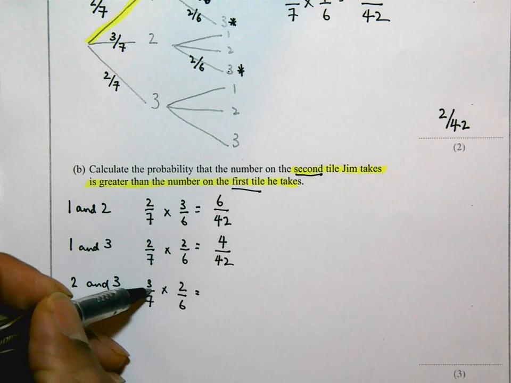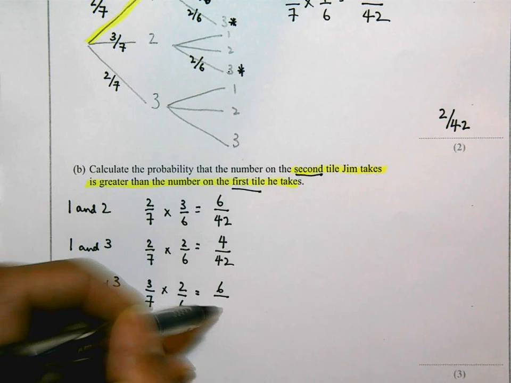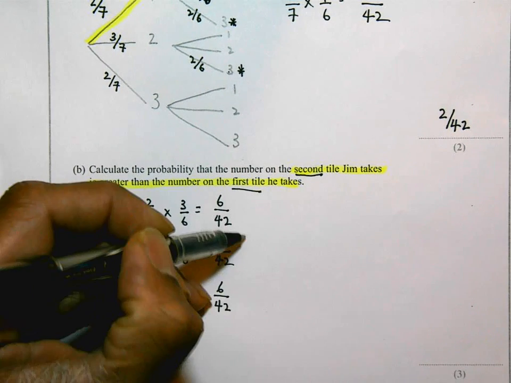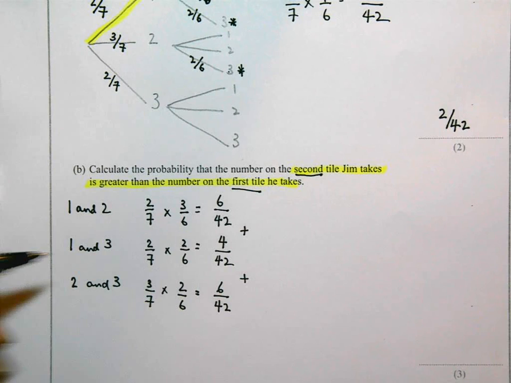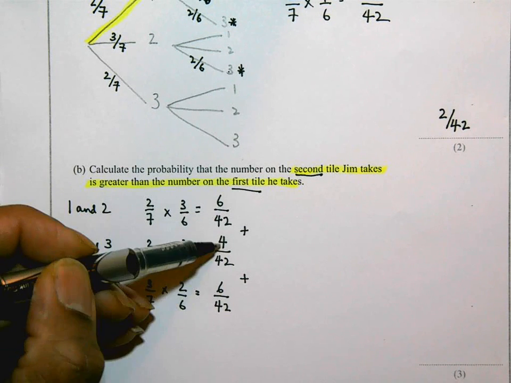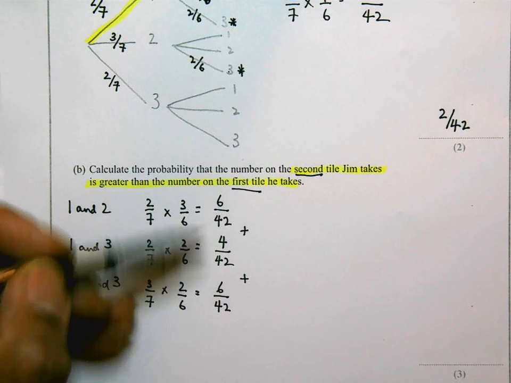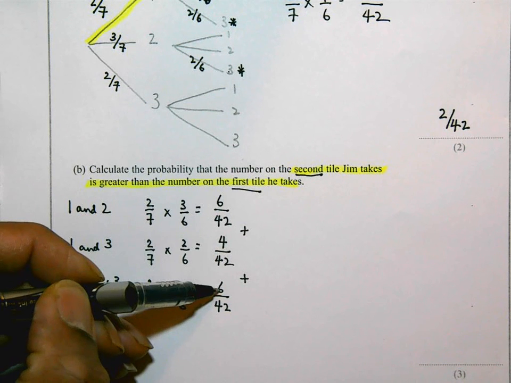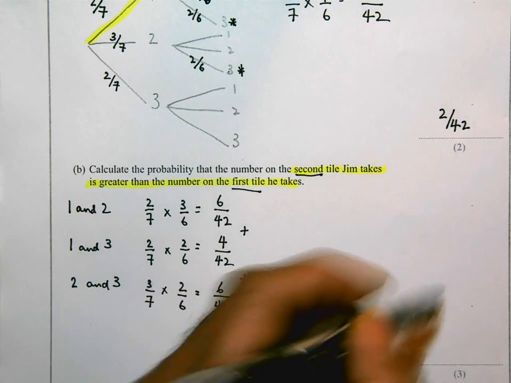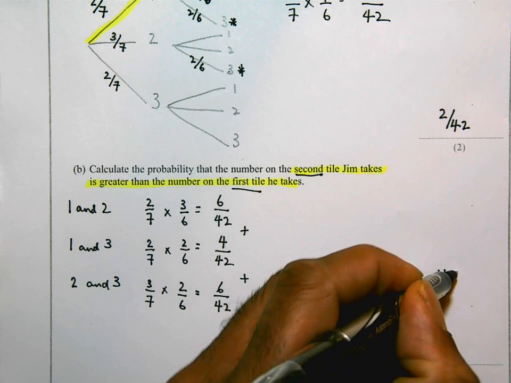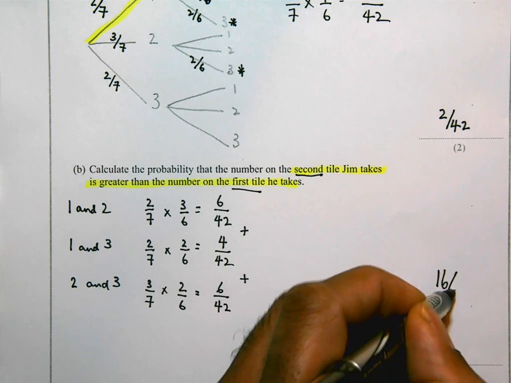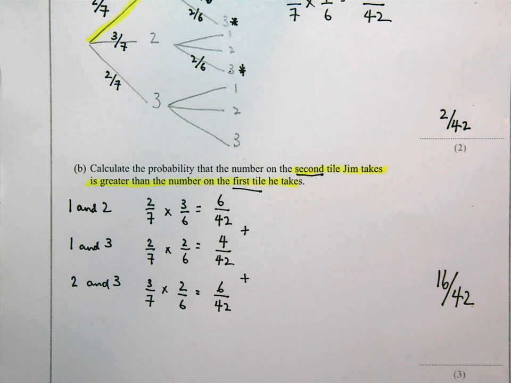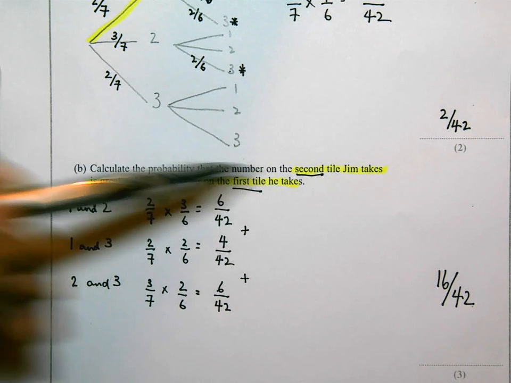And I need to add all 3 of these. 6 over 42, 4 over 42, and 6 over 42. 6 add 4 is 10. 10 add 6 is 16. So that gives me 16, and because they're all out of 42, my answer is going to be 16 over 42. And that's the probability that the second tile Jim takes is greater than the number on the first tile he takes.